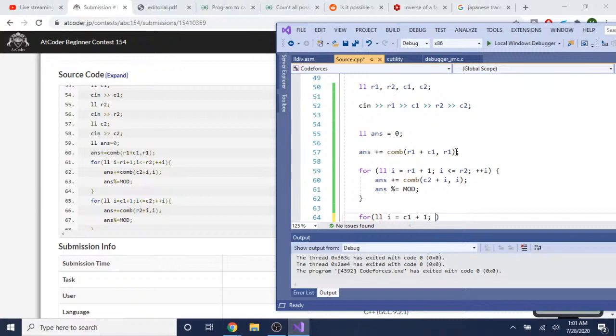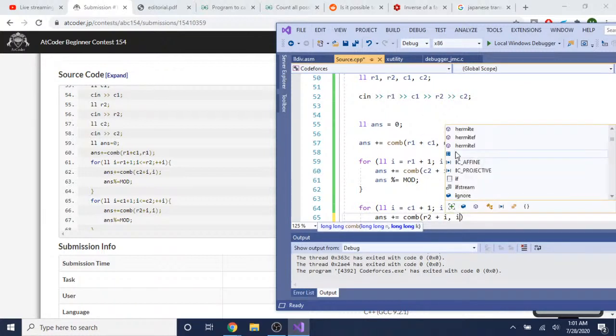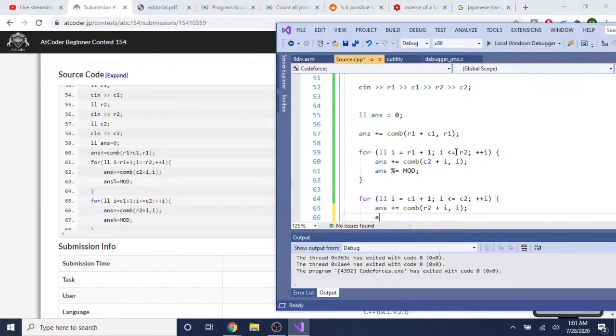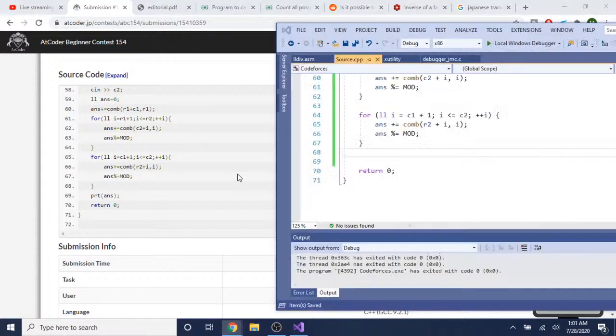So we're going to go from C1 plus 1 and then go to C2. And we do a combination of R2 and I. Answer mod equals mod. Okay, then we're just going to print out the answer.